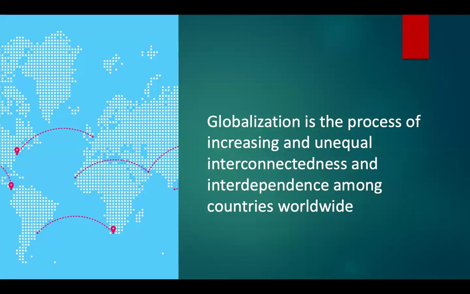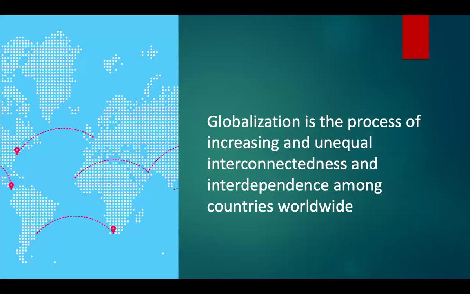Economically, it leads to global trade, multinational corporations, and financial integration. Politically, it influences governance, international organizations, and global policies. Culturally, it promotes the exchange of traditions, languages, and media, but it can also lead to cultural homogenization. Socially, globalization affects migration, labor markets, and social structures.